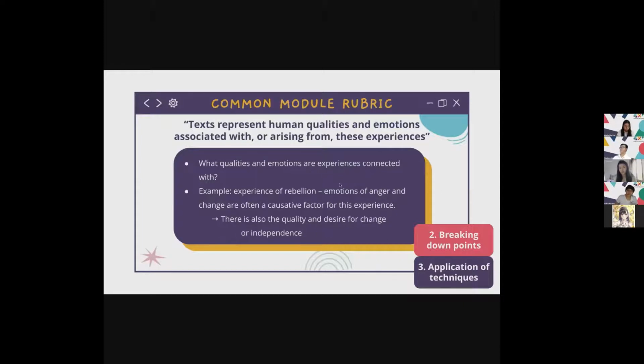And if we were to apply any techniques, again, its purpose is to inform students of what they need to do. So it's very direct. Moving on.